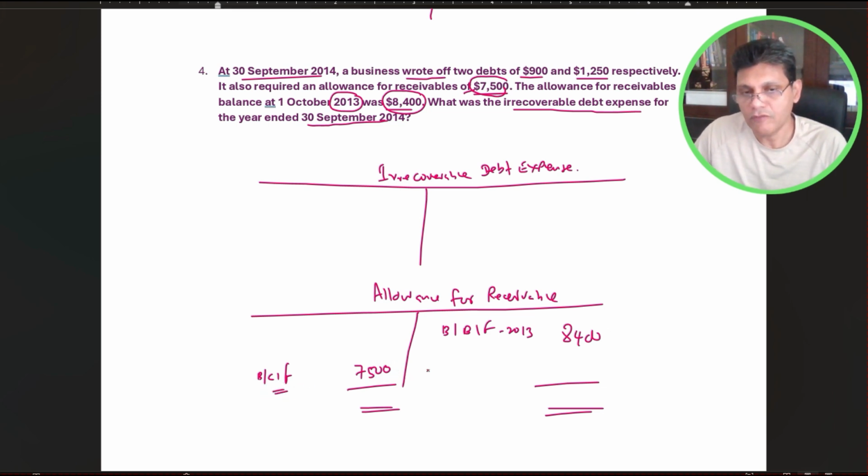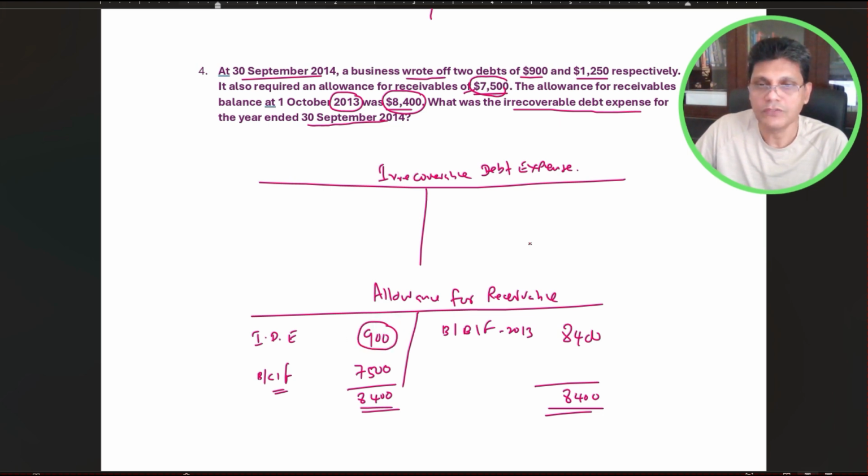So which means there was an over provision of how much? It was 8,400. Now you need an allowance for receivable of 7,500. There was an over provision. So therefore this over provision has to be reversed to the profit and loss account. How much is that? 900 to be reversed to the irrecoverable debt expense account. Okay, this amount will be reversed because there is an over provision. It has to be credited.